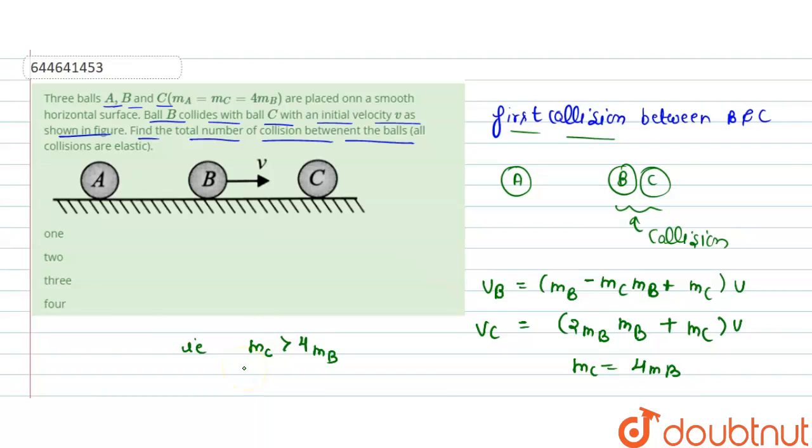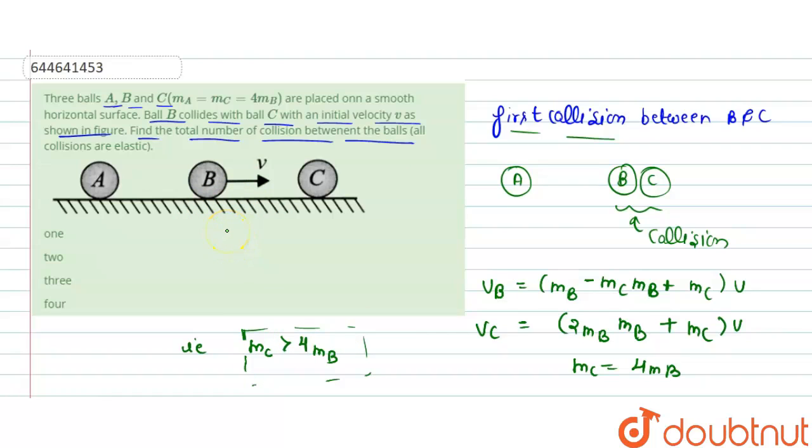From the above equation we can say that the velocity of B has a negative sign, so after the collision ball B will move in the opposite direction, towards ball A. Ball B makes another collision with ball A, so the number of collisions made by ball B is 2.